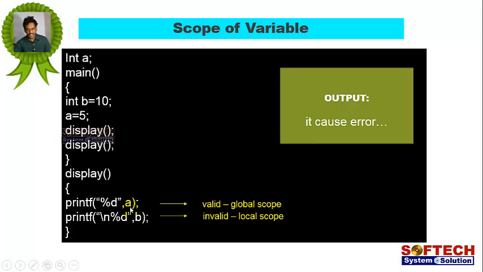a is valid because a is the external variable. The scope is global. But int b is an automatic storage class variable. The scope is local, so it can be accessed within a function only. So it causes an error, because it is an undefined variable in the display function.